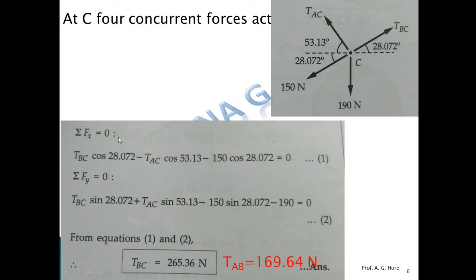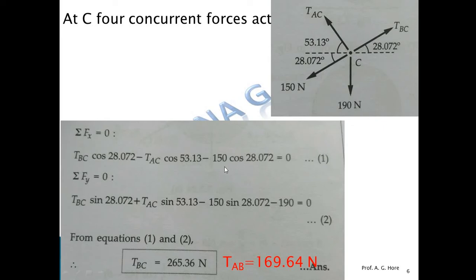So apply first summation Fx. X means TAB, X component of TBC, so plus TBC cos of 28.07. This force lies in the second quadrant, so minus towards the left side, minus TAC cos of 53.13. This force lies in the third quadrant, so again this X is towards the left side, so minus 150 cos of 28.072. And this force is a vertical force, so the X component of 190 is 0. Don't write that component because that is 0.